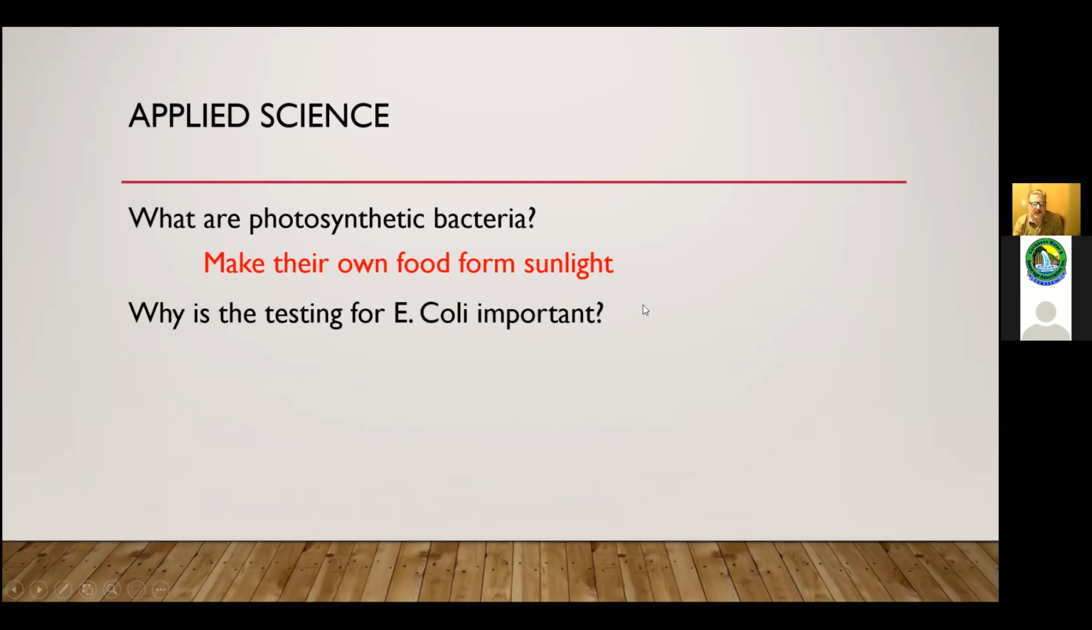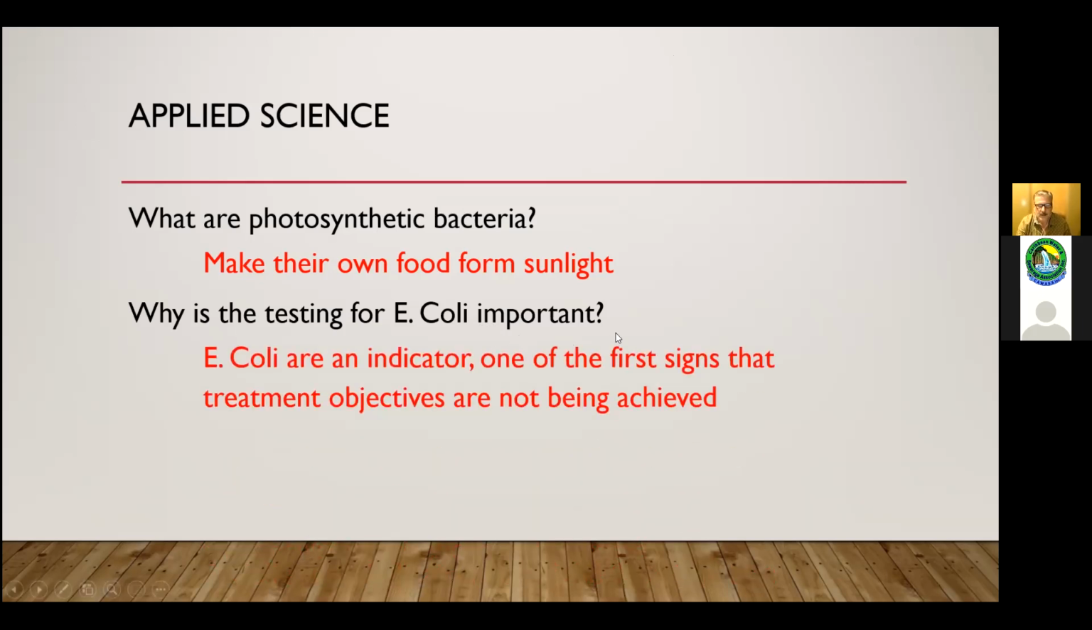And why is testing for E. coli important? Another way to look at it is, what if you find E. coli, what's happening? E. coli are indicator organisms, one of the first signs that your treatment objectives are not being achieved. Yeah, in the chat, Nicole says indicator organism for feces.